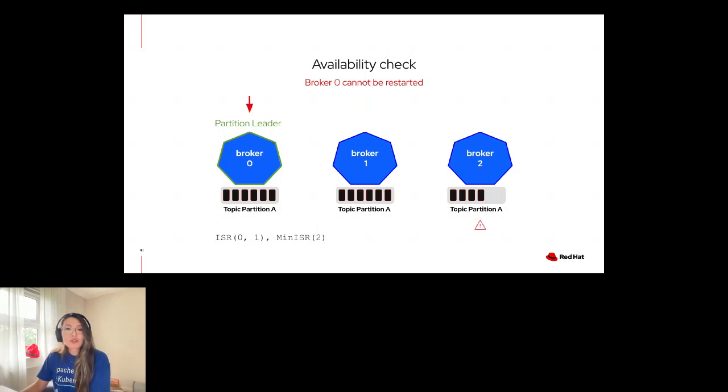Again, if we were to restart broker 0, that cannot be done because broker 2 has fallen behind, the same thing. However, we can restart broker 2 because it's already not part of the ISR list, so it will not impact the replica count against the min ISR of 2. And if my topic partition is replicated across all my brokers, then any of the brokers can be restarted safely.